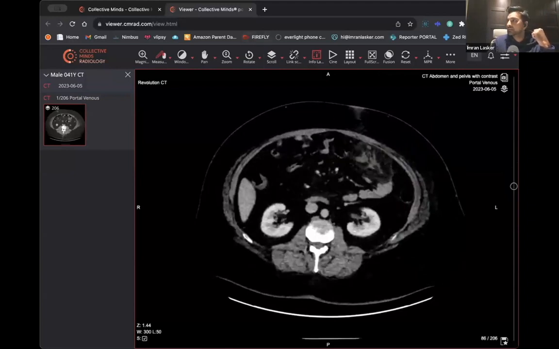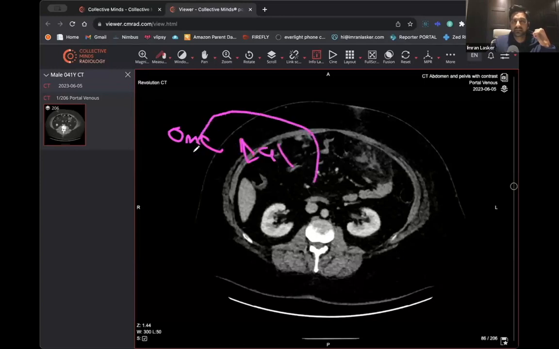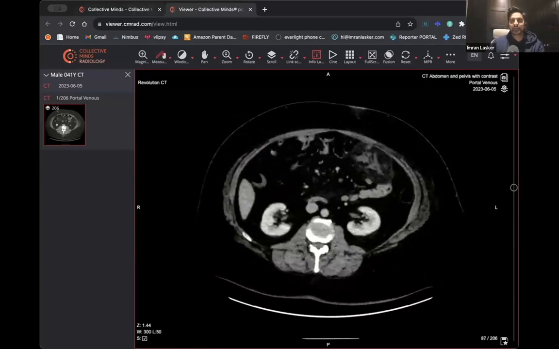An omental. So let me write that. O-M-E-N-T-A-L. Oh, you know what? I haven't written that well. That's an E, yeah? T-A-L, omental. I've written that terribly, but omental infarct.